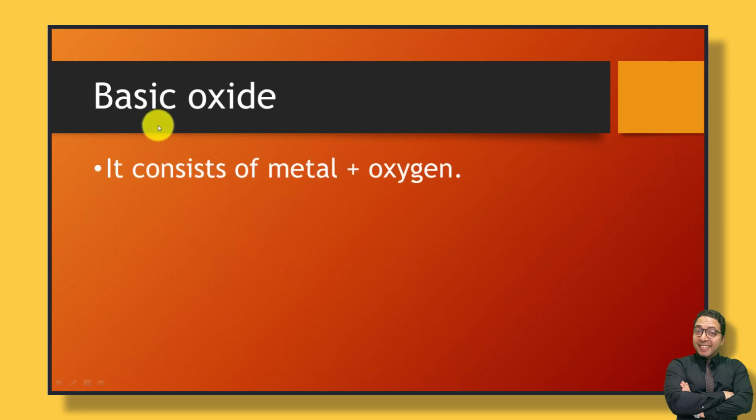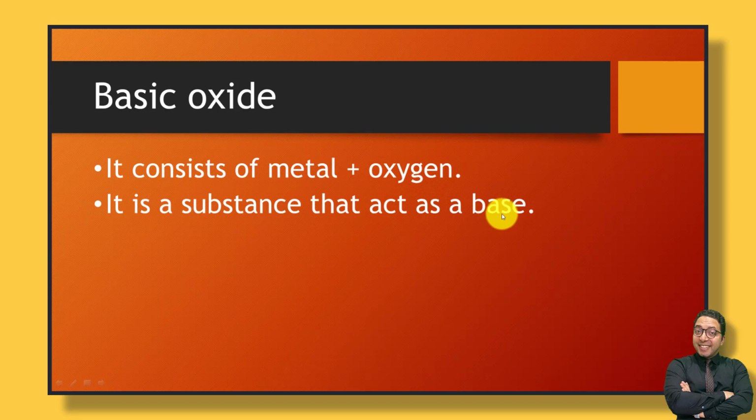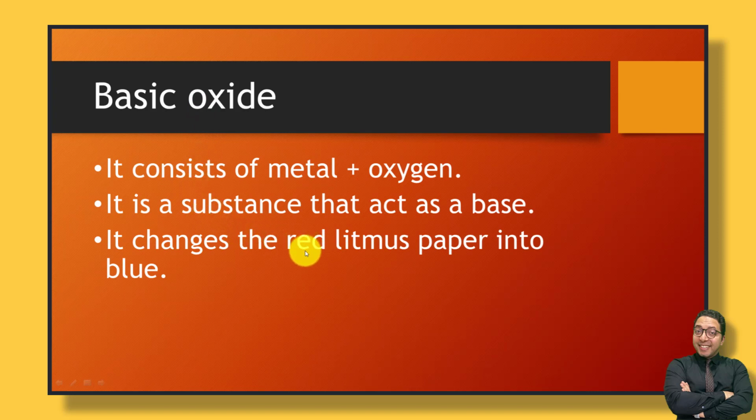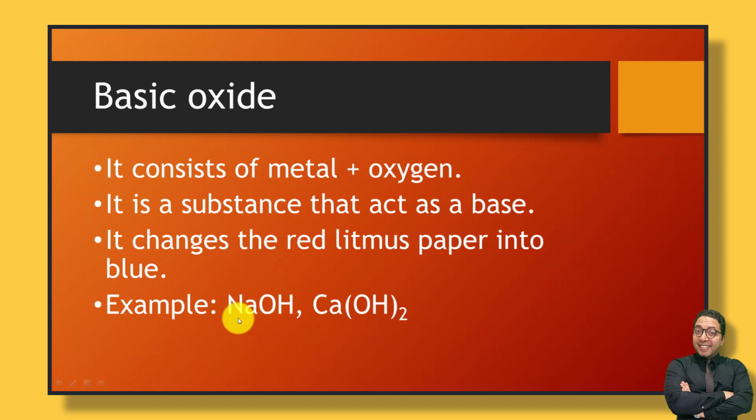On the other hand, we have basic oxide. Basic oxide takes place when metal bonds with oxygen. When metal bonds with oxygen, they act as a base. Perfect. So we expect a basic oxide to neutralize an acid. Basic oxide changes the red litmus paper into blue. Example for that, we have NaOH, Ca(OH)2. So as you can see, we have metals bonded with oxygen, and this is one of the properties for basic oxide.